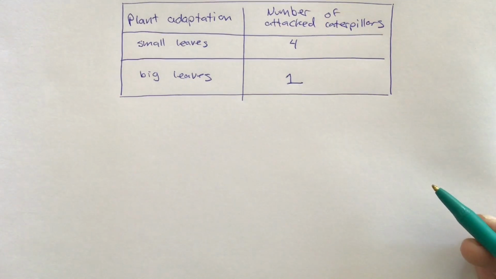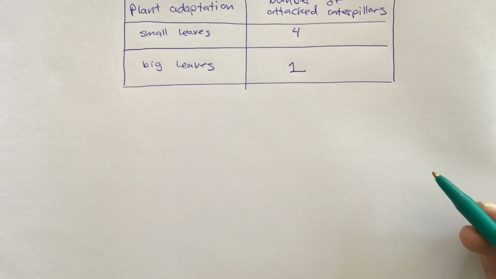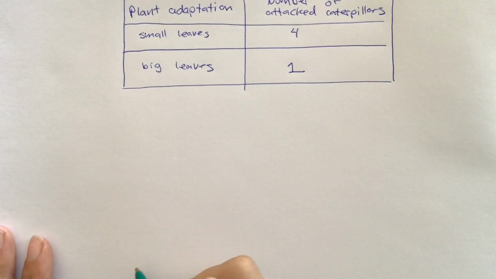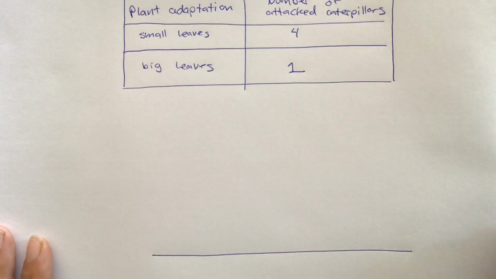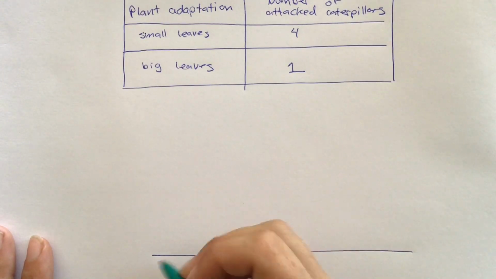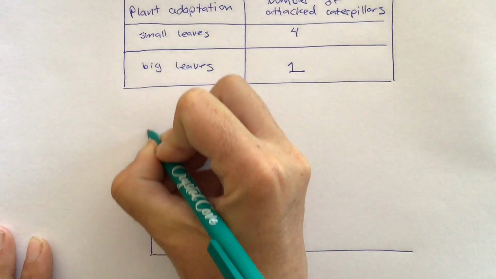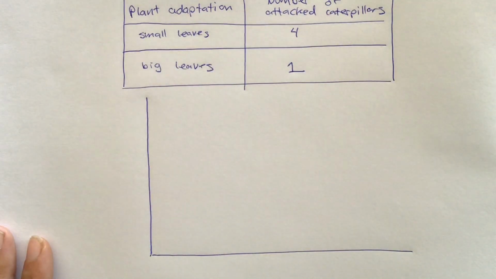First, I need to set up my axes. So these are two lines, one vertical and one horizontal. The horizontal line that I'm going to add first is called my x-axis, and then the vertical line is called the y-axis. So now we have two lines to build our graph off of.